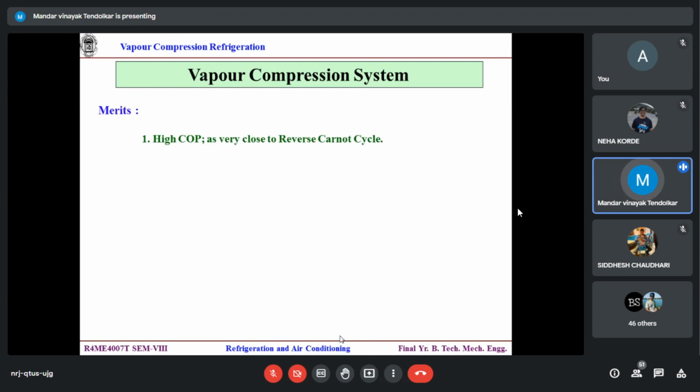Okay, so out of 4, 3 processes are the same as those of the Carnot cycle, the Carnot refrigerator. So that is why the COP is very close to that of the Carnot COP. Do you agree? Isenthalpic expansion is the only irreversible part. 2 isothermal and 1 isentropic are the same. Yes.